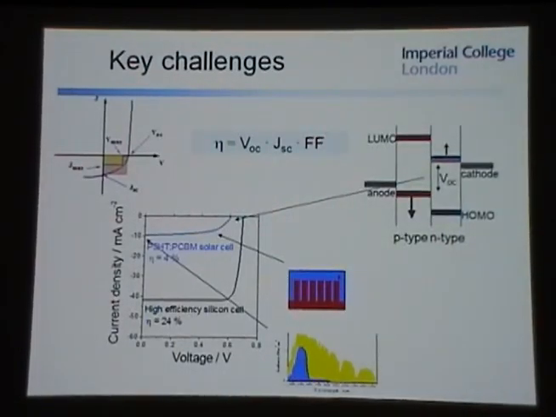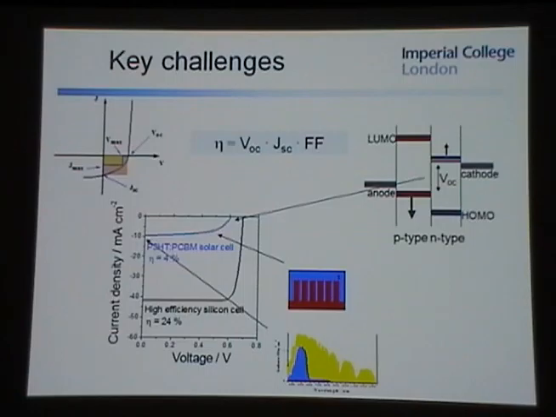So the key challenges in this field really are to try and improve the efficiency. The efficiency of the device, this should say proportional, not equal, is proportional to the open circuit voltage, short circuit current, and the fill factor. And you've already heard a lot about these this morning. But in terms of how we can design new materials, it's good to think about the origin of each of these device properties and how that relates to the materials that we choose to use in the bulk heterojunction device.